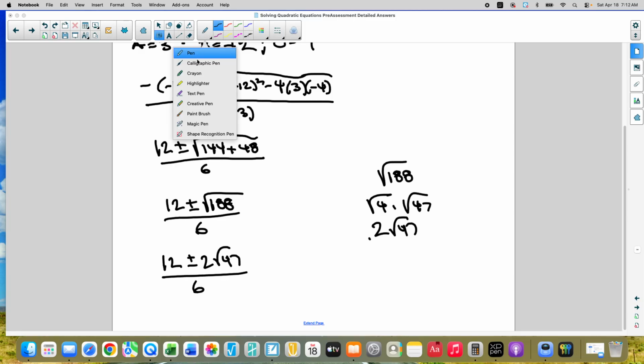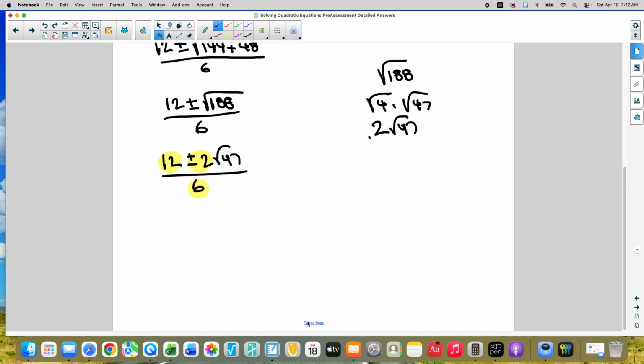Now, I can simplify this, because each of these terms has a common factor. All 3 must have a common factor. So I can divide each one by 2. This gives me 6 plus or minus rad 47 over 3. Do not cancel this 6 and 3. They cannot be simplified in this format.